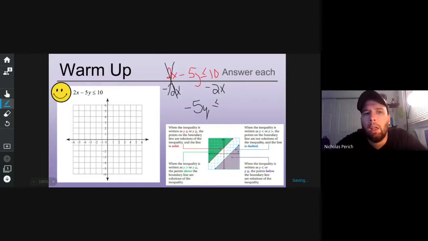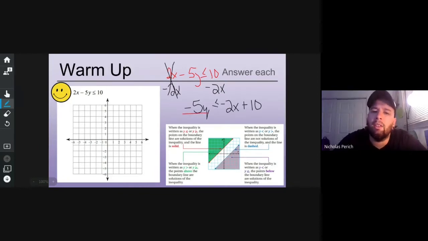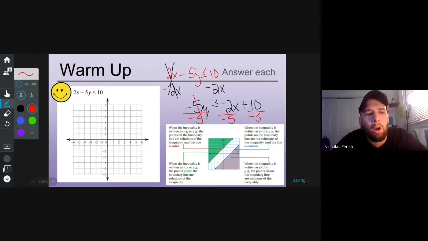is less than or equal to. And I'm going to write this out in a way that's slope-intercept-y. So I'm going to write out negative 2x plus 10. Is y all by itself now? No. What's in the way? Negative 5, negative 5, negative 5.